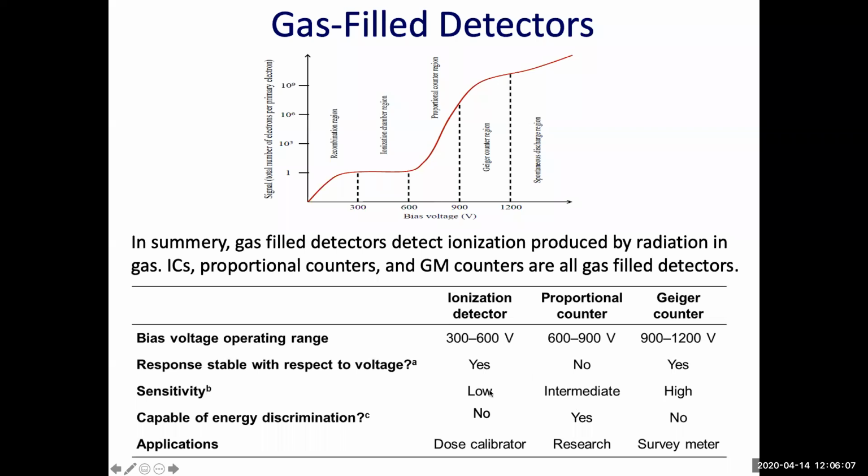Sensitivity is low for the ionization chamber, intermediate for a proportional counter, and high for the Geiger counter. That's why we use it for contamination. Capable of energy discrimination: only the proportional counter among the gas detectors can discriminate between energies. Application: the dose calibrator uses an ionization chamber, research uses the proportional counter, and the contamination monitor uses the Geiger counter.